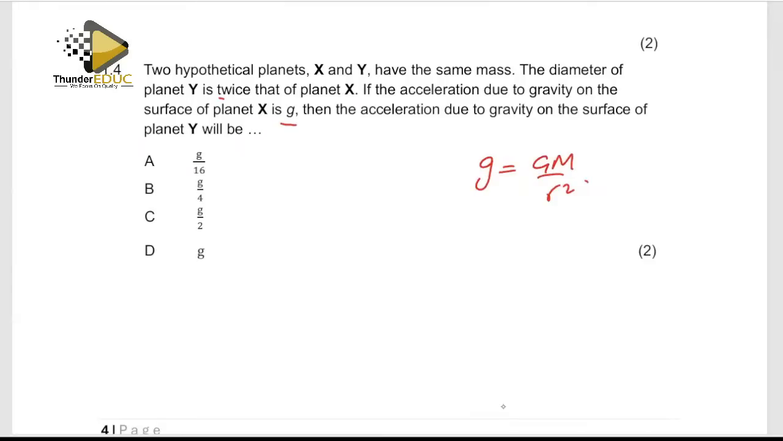The mass is just the same, mass is not changing. So the best answer here would be option B. The diameter of Y is twice that of X, meaning the diameter of the other one is a half. But then we also need the radius. What is a half of a half? Which is a quarter. So it is a quarter of g.